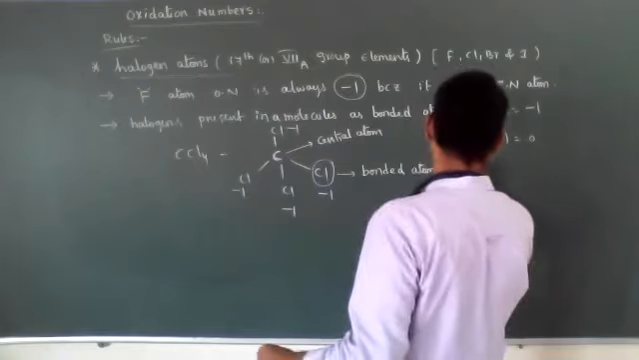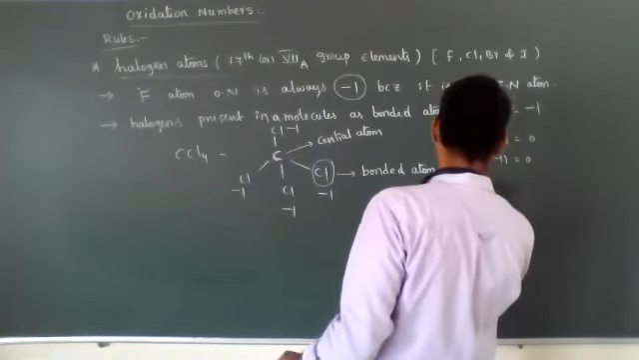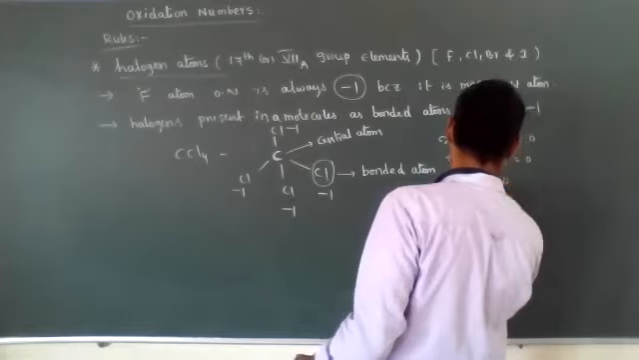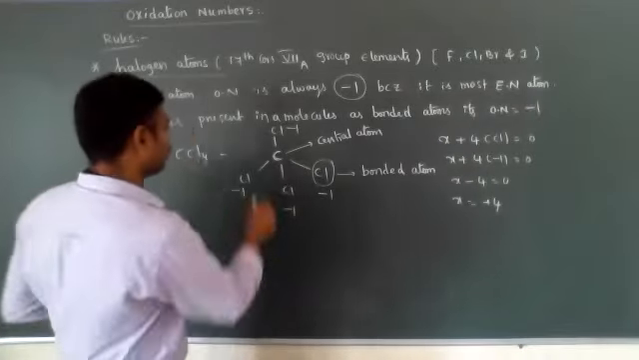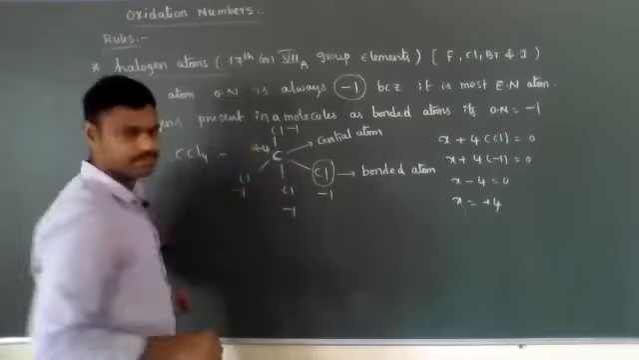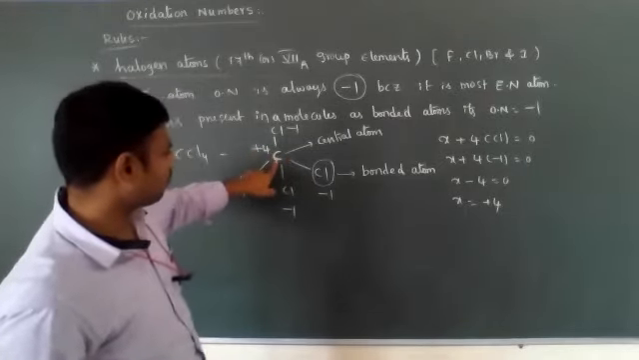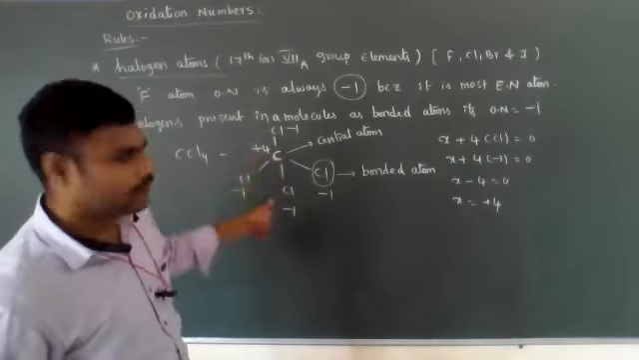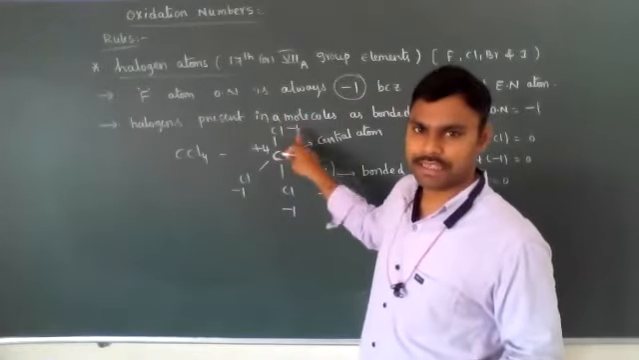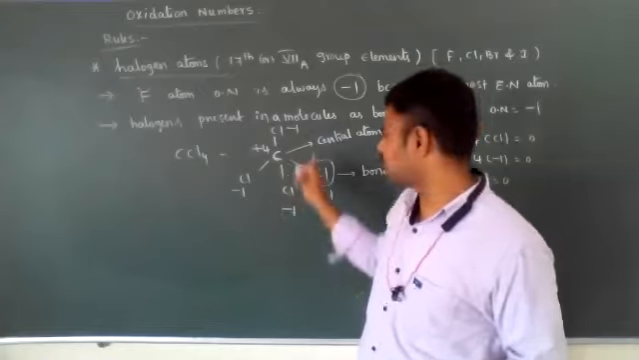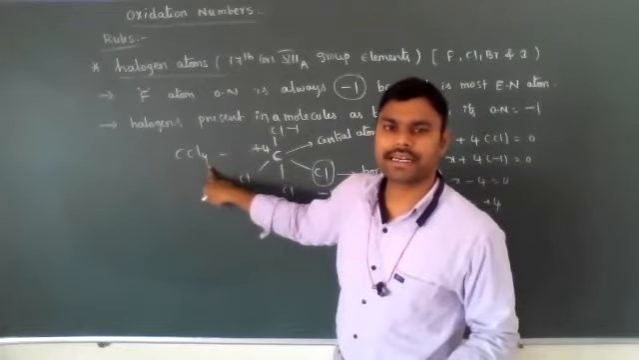Then X plus 4 into -1 is equal to 0. Then X minus 4 is equal to 0. X is equal to plus 4. So what is the oxidation number of carbon in this? Plus 4. The oxidation number on the carbon atom is plus 4, and 4 bonded atoms are present, each with oxidation number -1, -1, -1. Then the charges are neutralized. That's why there is no charge on carbon tetrachloride.